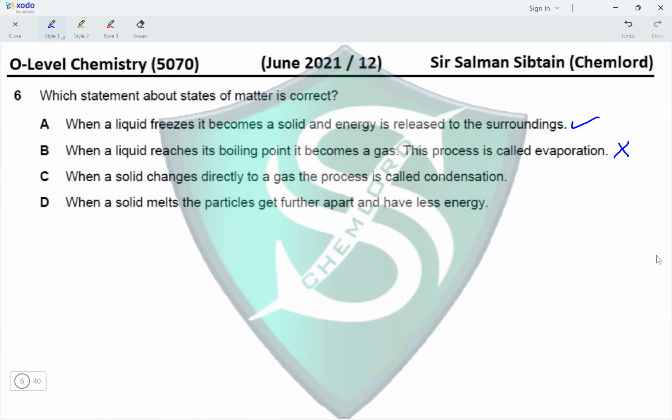C. When a solid changes directly to a gas, the process is called condensation. When a solid changes directly to gas, it is called sublimation, not condensation. D. When a solid melts, the particles get further apart and have less energy. When a solid melts, the particles do get further apart, but melting is due to increase in temperature, and increase in temperature results in a gain of energy. So they would have more energy, not less energy. So based on this, option A is the correct option for this question.